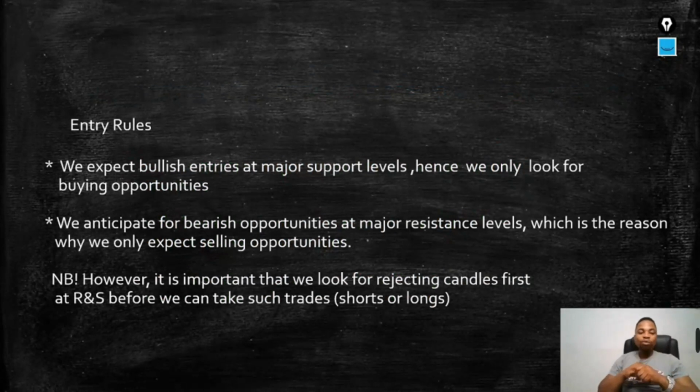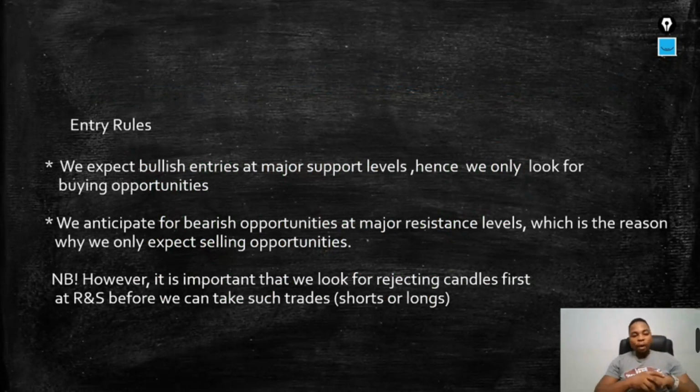The only thing that we are looking for is selling opportunities, because our graph is at the highest level, as I've shown you in the demonstration that I did. When you are at the highest resistance level, the only thing that makes sense is that you are going to be looking for selling opportunities.